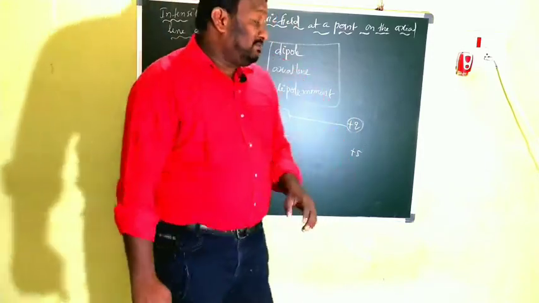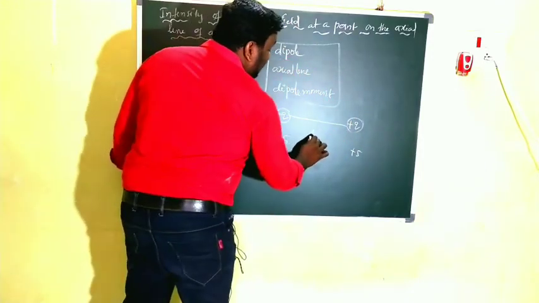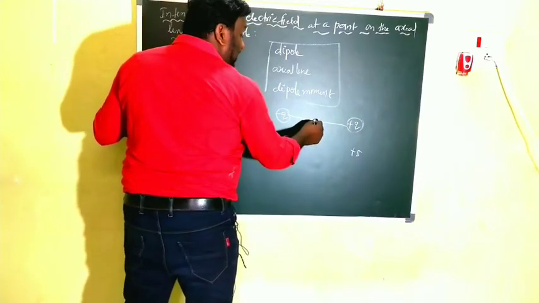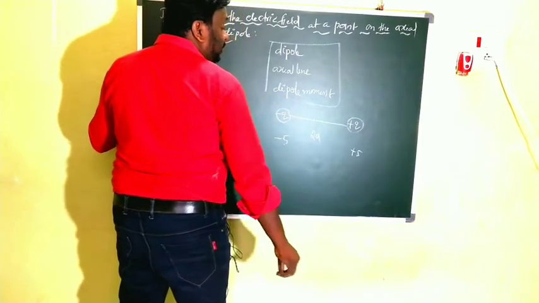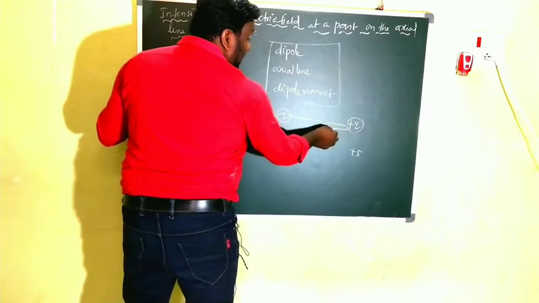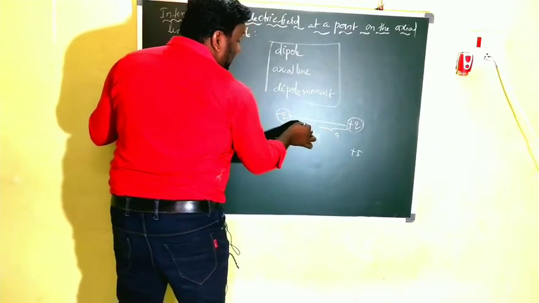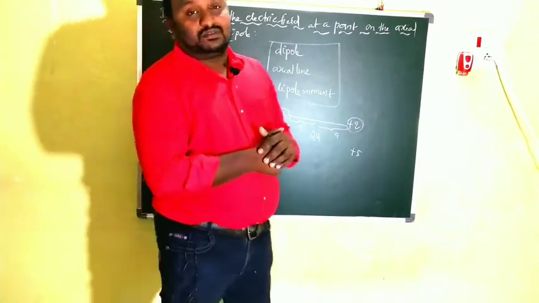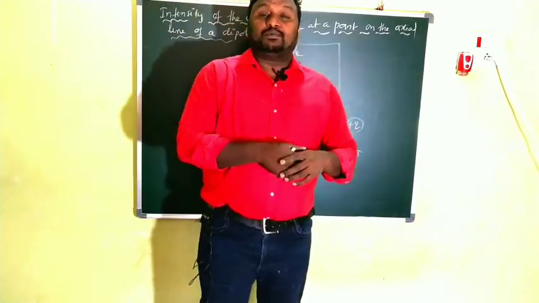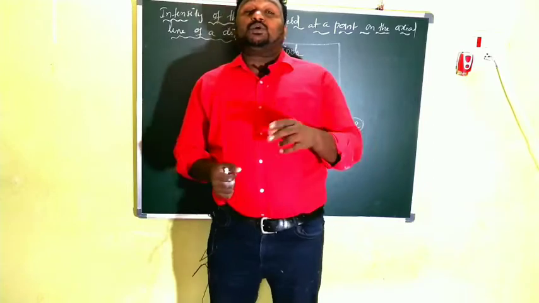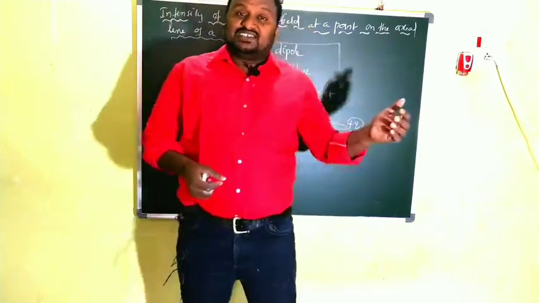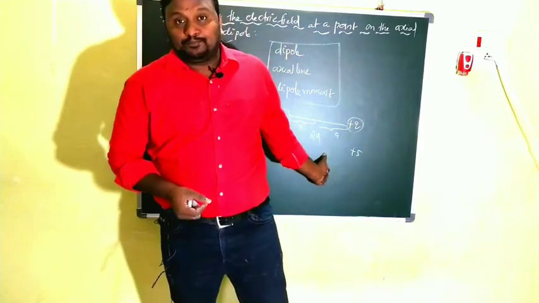For example, here I am taking the distance to be 2a. This is the midpoint of the dipole, with a on each side, so the distance is 2a. This is simply the dipole: it consists of two equal and opposite charges separated by some distance. In this example, the distance is 2a.